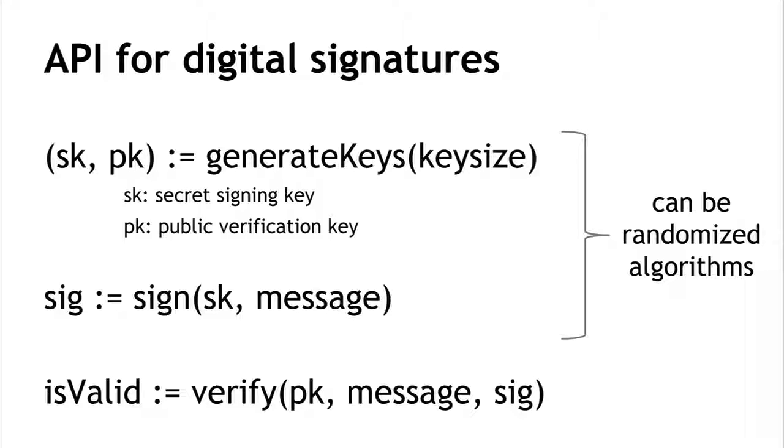So these three operations, these three algorithms, constitute a signature scheme. I'll note that the first two can be randomized algorithms. The verification won't be; it will always be deterministic. And in fact, if you think about it, generateKeys had better be randomized, because it ought to be generating different keys for different people.